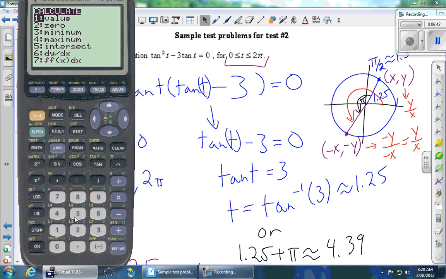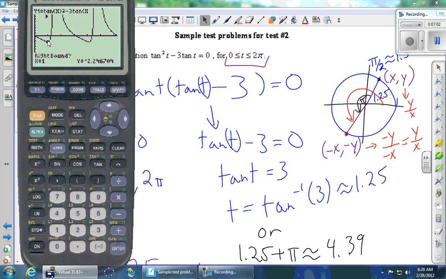So let's use the zero command, number 2. And all you have to do is type in a left bound. Let's focus on this number right here. The hash marks are at 1 and 2 and 3. You can scroll left, but it's kind of annoying, so I'm just going to type in 1, which is definitely left of this point right here. So we hit 1 and enter, and then a right bound. So you can hit 2. It might be a little risky, but let's see what happens. The guess doesn't matter, so we'll hit enter. And we get 1.249, which is this answer over here.